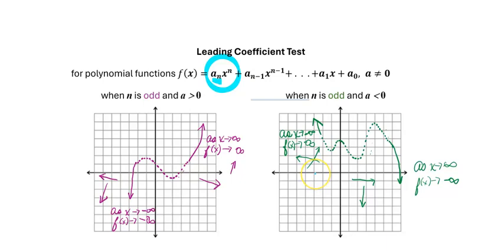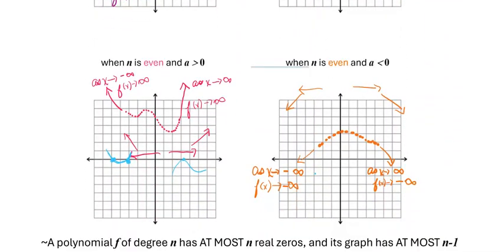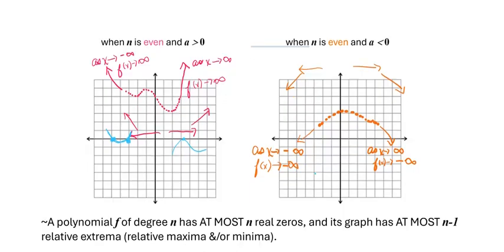And we will talk more about this in another section, but I just want you to keep that in mind as you're studying these graphs: if you've got an odd power, it's going to cross the x-axis at least once, but no more than n times. And if it's got an even power, it's going to cross it no more than n times, or it will not cross it at all.